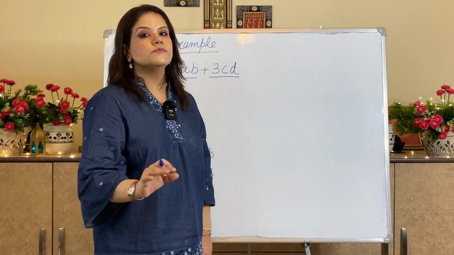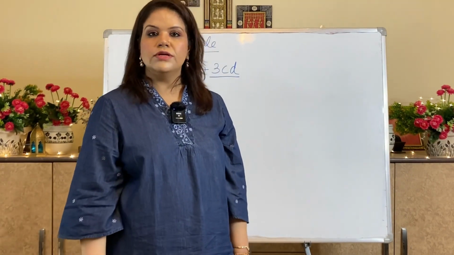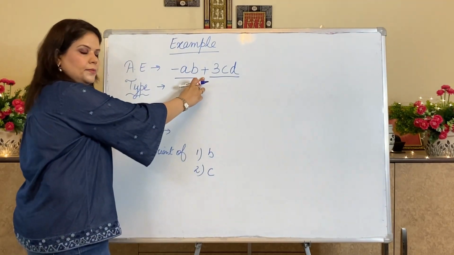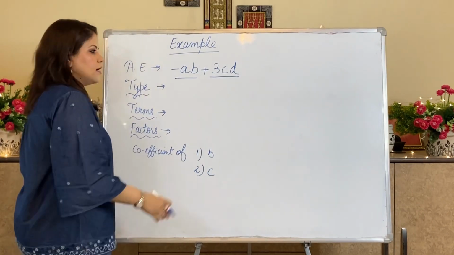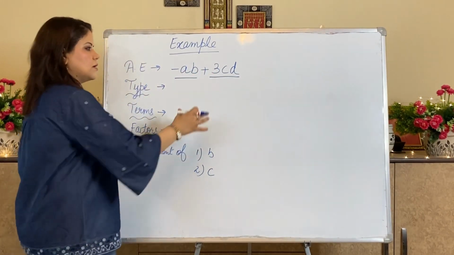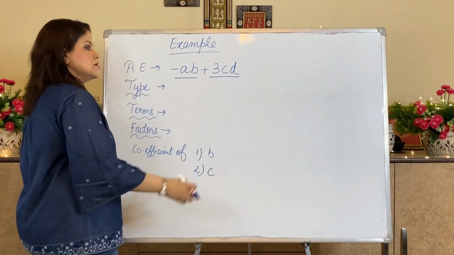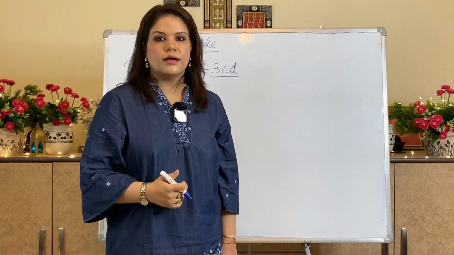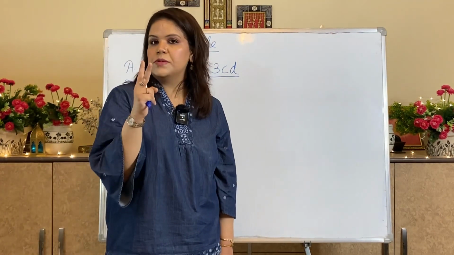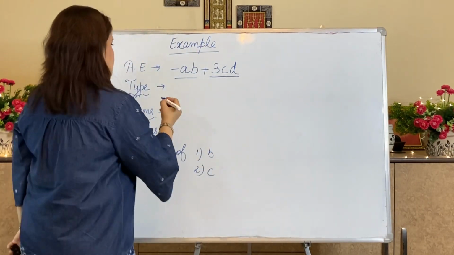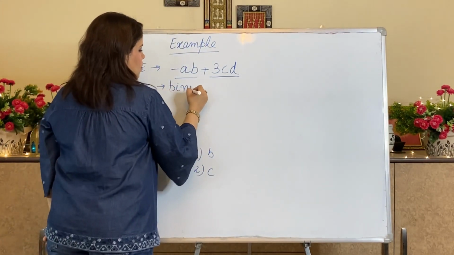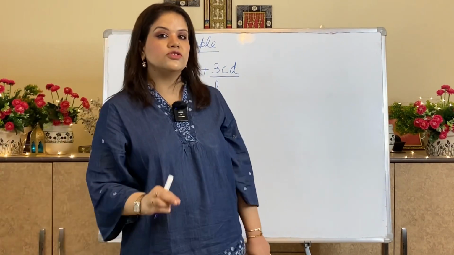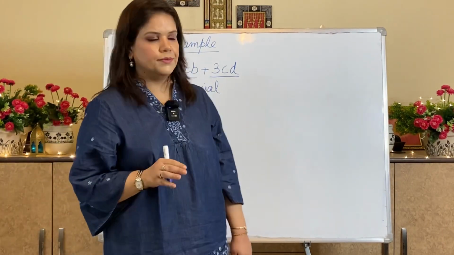How many terms are there in it? How will you decide it? We have an addition sign only one time in between the terms and they are connected using only one sign. That means these 2 are the terms. If we have 2 terms, what type of algebraic expression is this? 2 terms means binomial. It is a binomial. And we also call an algebraic expression which has 2 or more terms a polynomial.